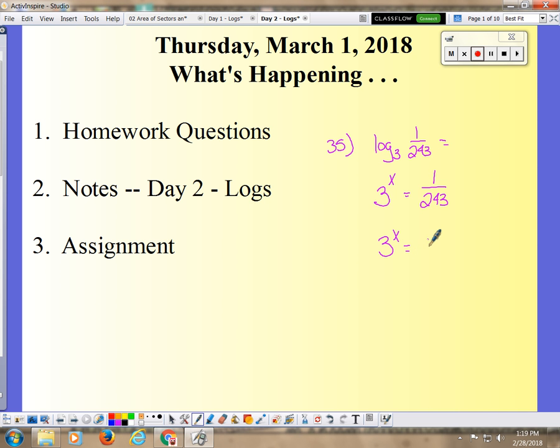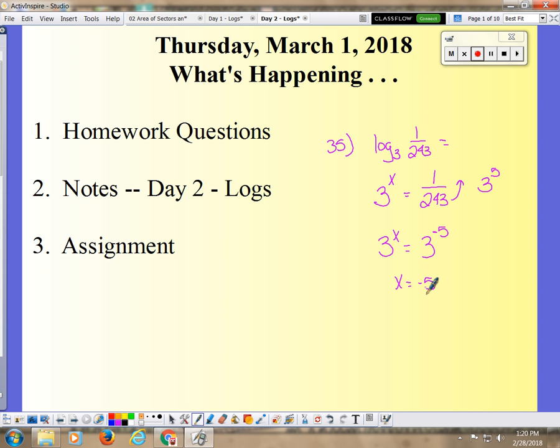To get that, remember, 243 is in the denominator, and my base 3 is on top. To get this to be a 3 up top, I have to use a negative exponent. And 243, well, what is that? That's 3 to the 5th power. So this would be negative 5. So x equals negative 5.